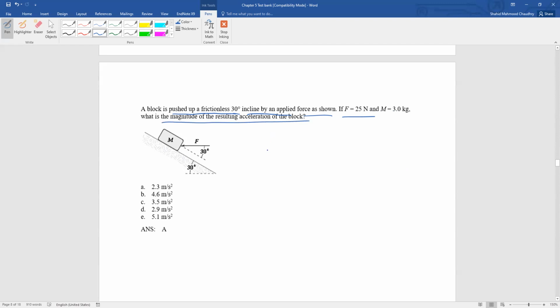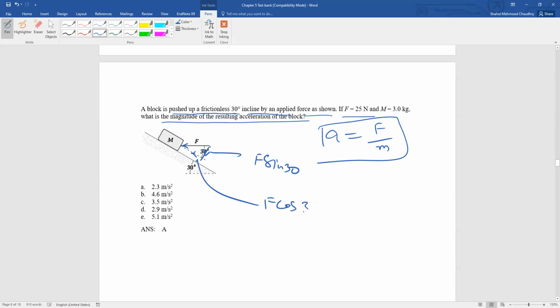So actually we have to find the acceleration. So acceleration, you know that it is F over m. Okay, but here the problem is the F. See, the force is acting in this direction, and we make the components, this component and this component. So this component will be F sine of 30 and this component will be F cosine of 30. But there are some other forces acting on this block.